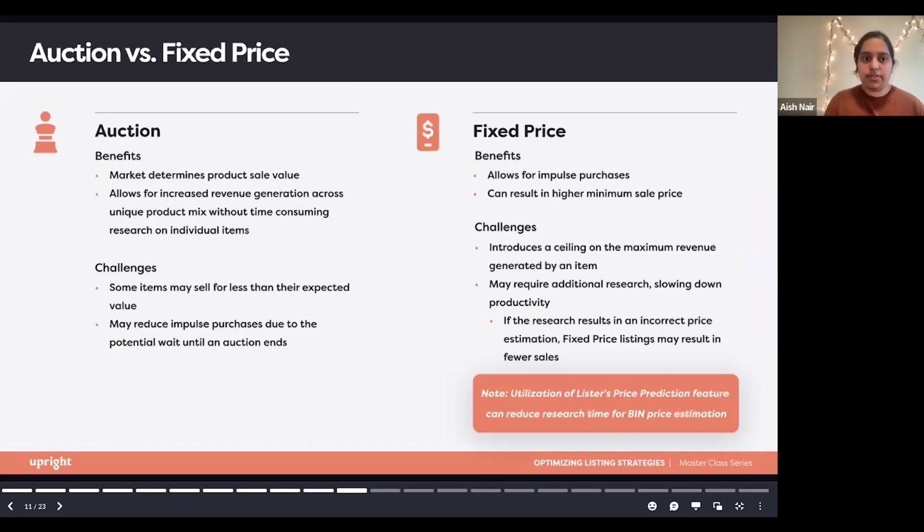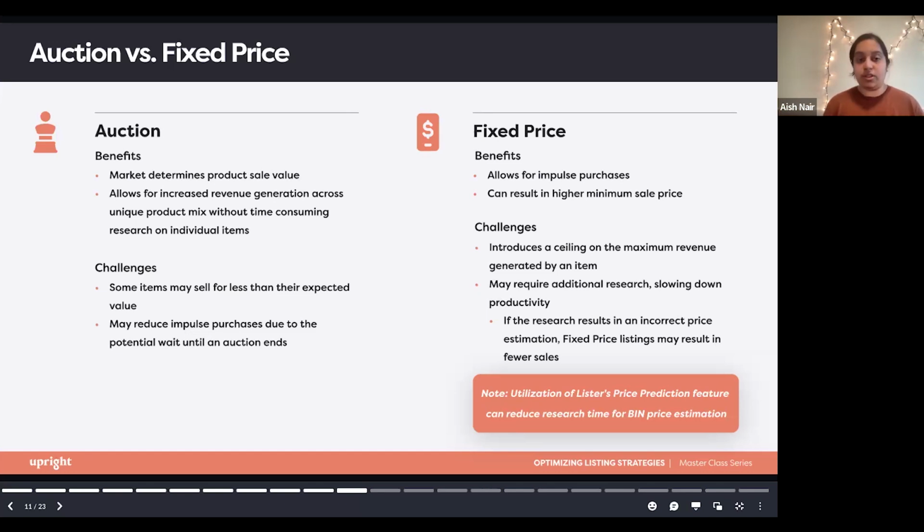All right, auction versus fixed price. So auction is when we start an item generally at a lower price point. We set a duration, 5-7 days, and then people can bid on it and that price is going to go up. The benefit of that is you're allowing the market to determine what that product's value is.